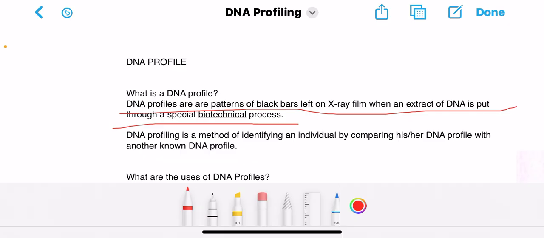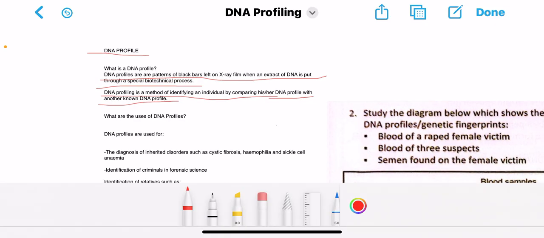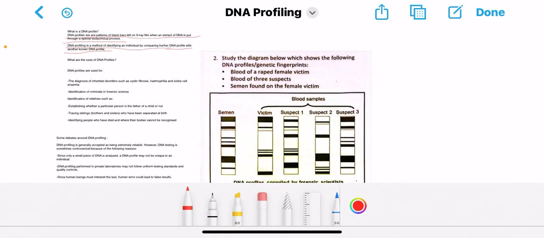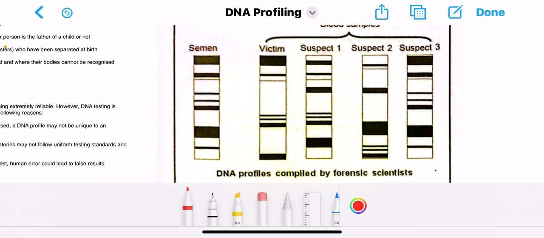Now, what is DNA profiling? DNA profiling is a method of identifying an individual by comparing his or her DNA profile with another unknown DNA profile. Now, DNA profiling is mainly used to help us identify. When we say we're going to go for a DNA test, this is what we are going to look for.